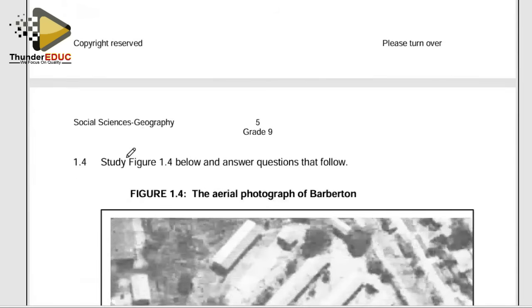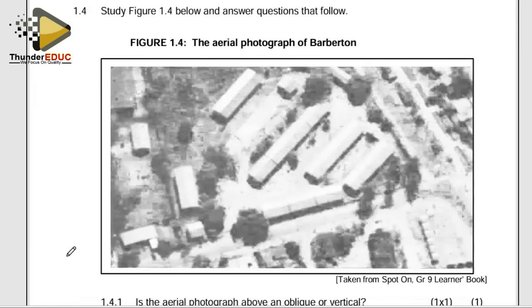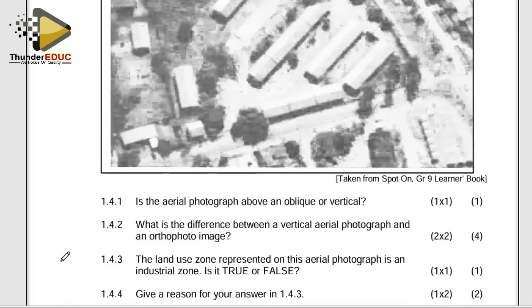Let's take it to question number 1.4. At 1.4, study figure 1.4 below and answer the questions that follow. Right, let's try to make sense of what we are being requested to do. It's an aerial photograph of Pretoria. As you can see, it is a photograph which also has a very low resolution. The picture is not clear. The quality of the picture is limited. You cannot have a clear sight of what is actually being portrayed in that particular photograph. Let's go to the questions.